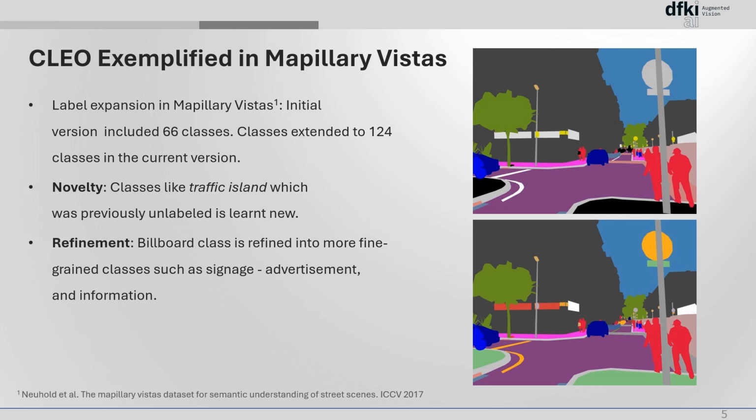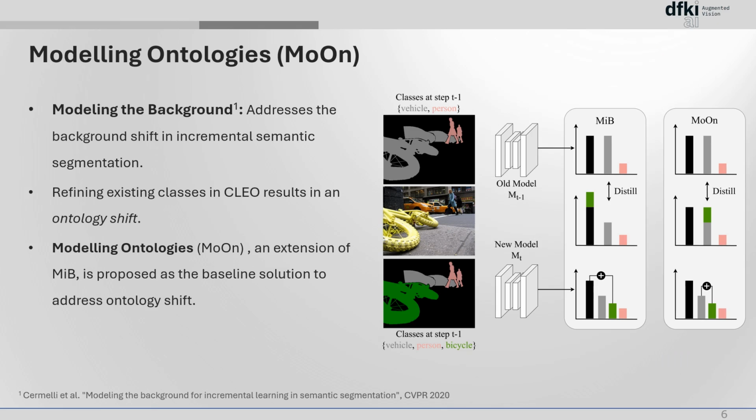of larger classes. In incremental semantic segmentation, knowledge distillation can cause background shift, where new classes were previously labeled as background, leading to mismatches between the predictions of the current model and the previous task model. Modeling the background, MIB, addresses this issue by combining the predictions of the new classes and the background class.